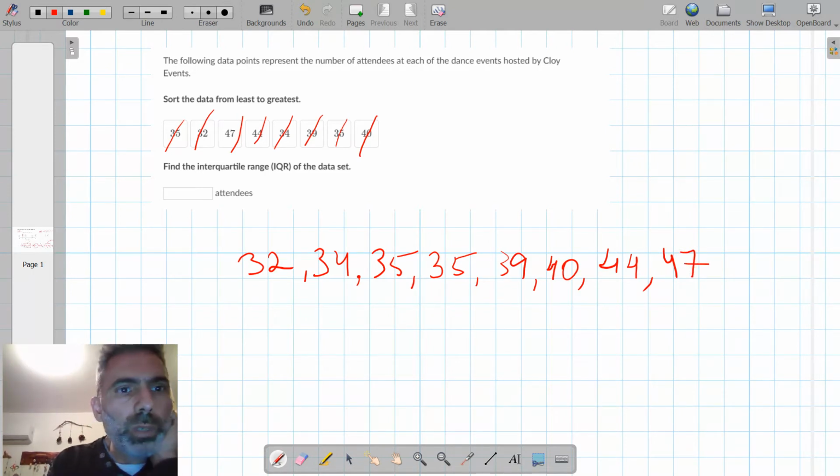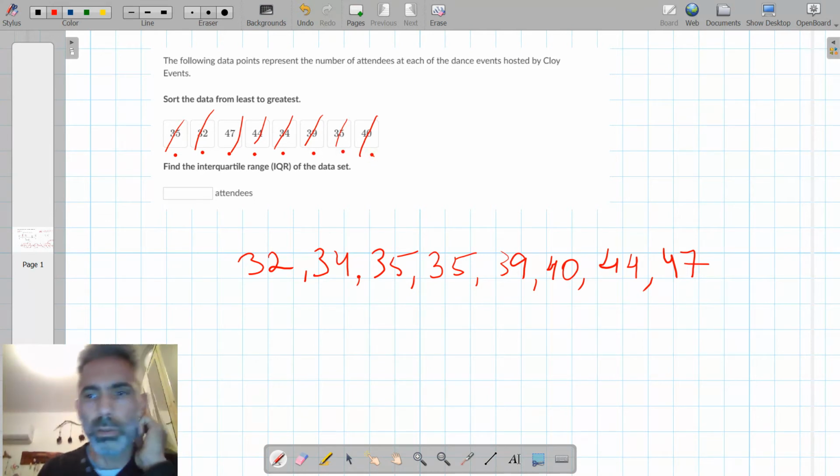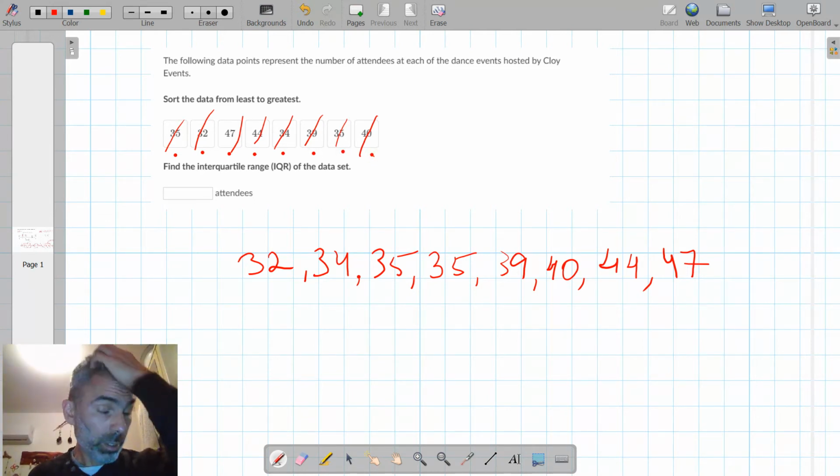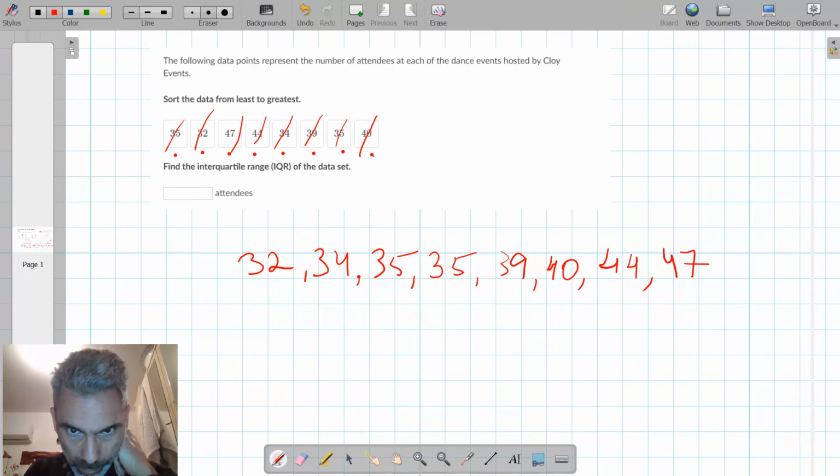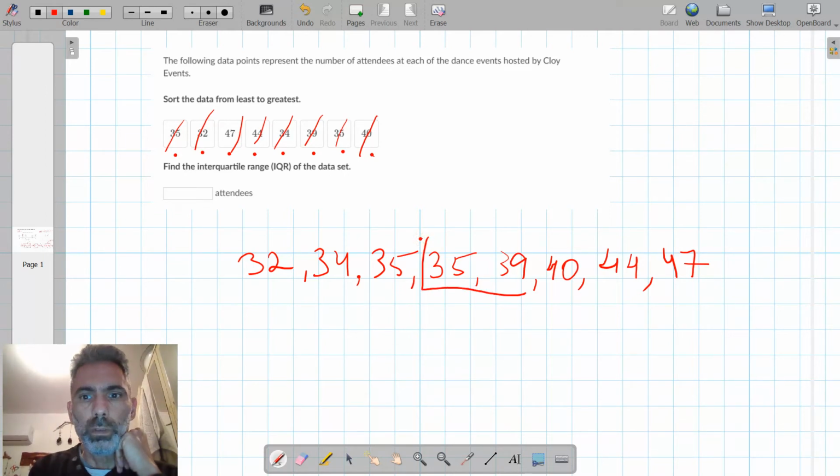How many data points do we have? 1, 2, 3, 4, 5, 6, 7, 8. Okay, so it's an even number of data points. So the median will be the mean of these two data points, because we have 3 data points to the left and 3 data points to the right. So the mean of 35 and 39 is 37.